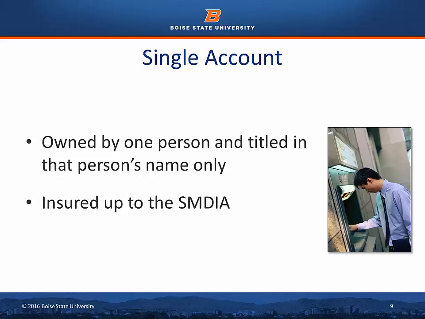Here's a question for you. If you have $500 in a savings account and $1,000 in a checking account and the bank fails, are you insured by the FDIC for the full amount? Yes, the FDIC will cover all of your single accounts at the same insured bank up to $250,000.